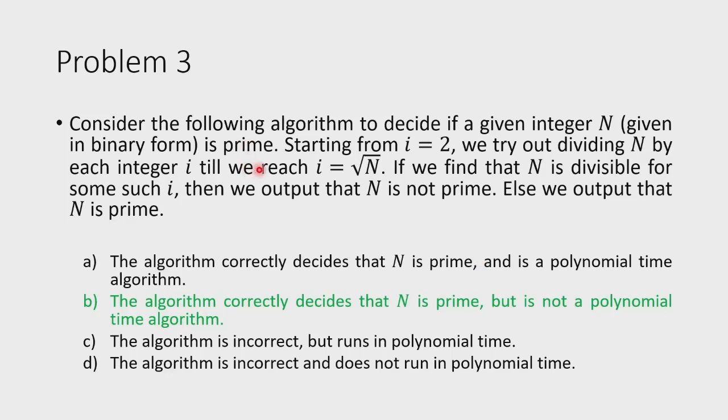So first of all, does everyone agree with me that the algorithm correctly decides that n is prime? Is that okay with everyone? I couldn't hear you. Can you say it a little louder? Yes, okay. So the only thing that we have to worry about now is seeing whether this algorithm is polynomial time or not.